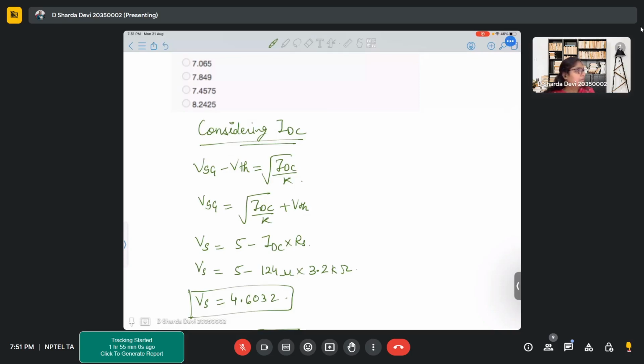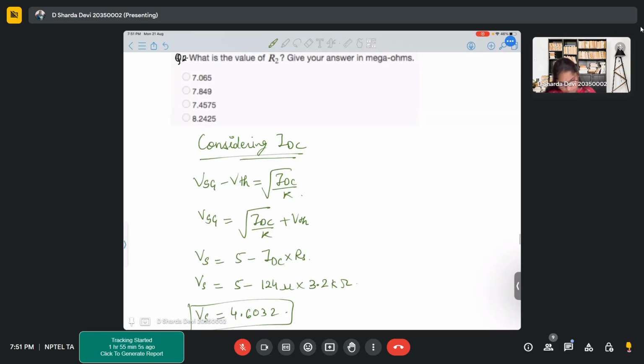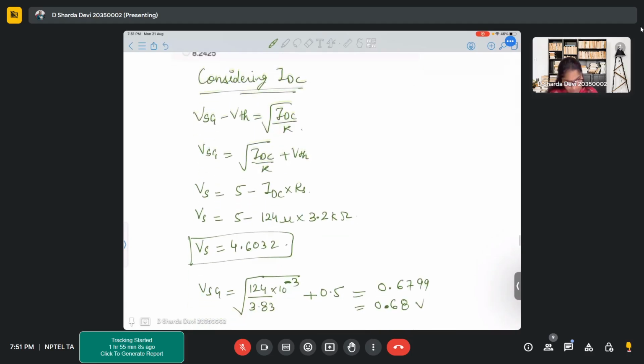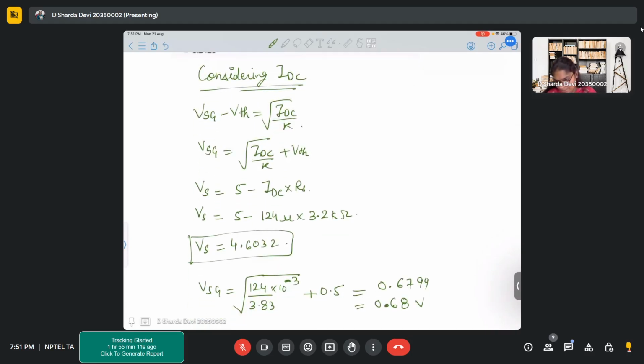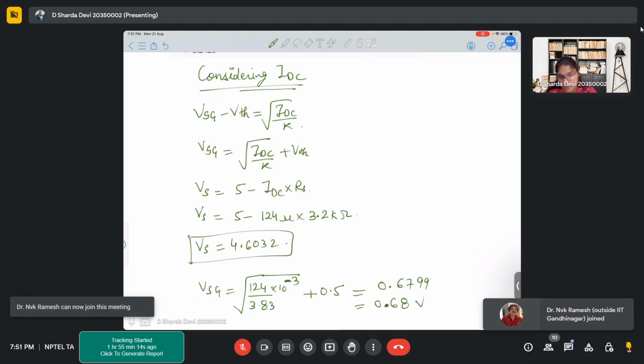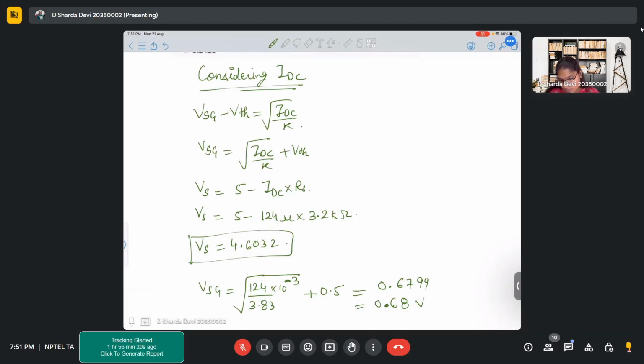The value that we get. How much is the value that we are getting for this? 0.124 by 3.23. This is 0.1799, 1.799, or 0.5, 0.6799.